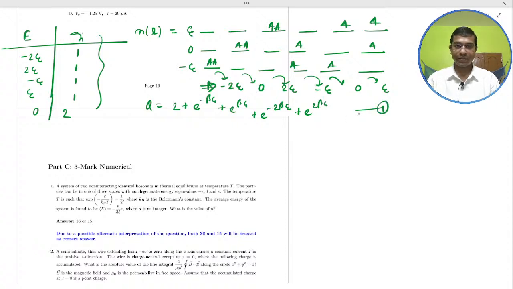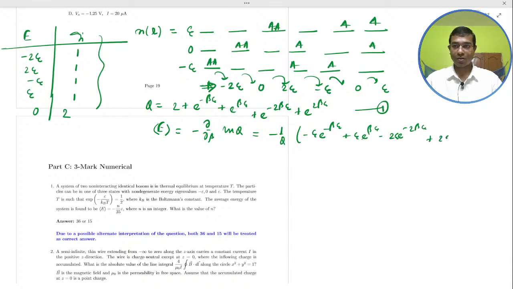So the average energy is minus del by del beta of ln Q, which is equal to minus 1 by Q times [minus epsilon e to the power minus beta epsilon plus epsilon e to the power beta epsilon minus twice epsilon e to the power minus twice beta epsilon plus twice epsilon e to the power twice beta epsilon]. This is equation number 2.